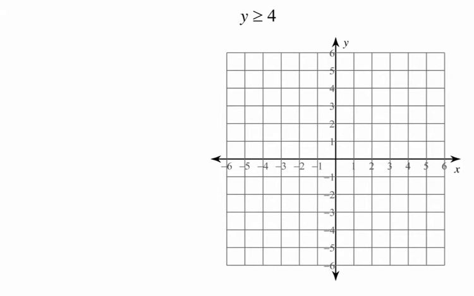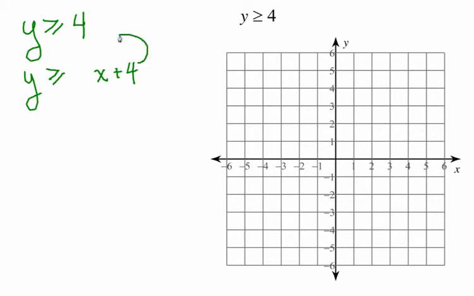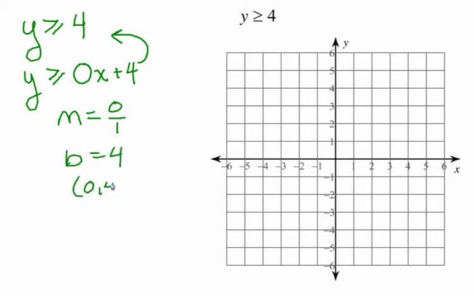I've got 2 more examples for you today. Here we're working with y is greater than or equal to 4. There's no x in this inequality. We could think about there being an x, but what would x have to be multiplied by to be equivalent to the original inequality? Well, it would have to be multiplied by 0. 0x would cancel out and just be 0, and we'd be left with y is greater than or equal to 4. So if we think about that as 0x plus 4, then our slope is 0, or 0 over 1, and our y-intercept is 4, (0, 4).